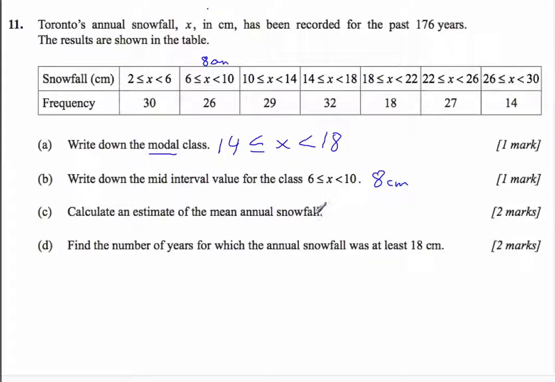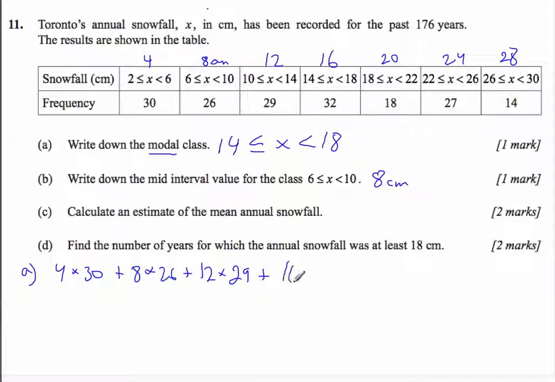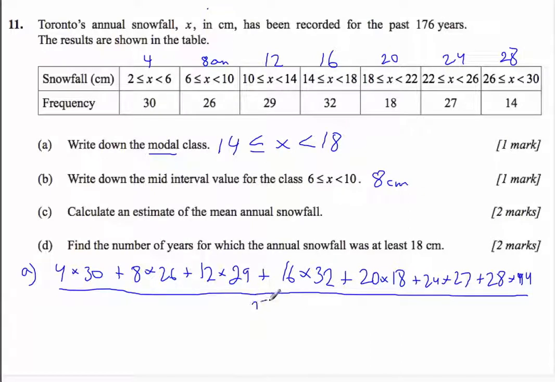Calculate an estimate for the mean annual snowfall. So for the mean annual snowfall, we need the mid-interval value for all these classes. So like 4, 12, 16, 20, 24, 28. So we have our amounts and we have our frequencies. You could work this out by hand by doing 4 times 30 plus 8 times 26 plus 12 times 29 plus 16 times 32 plus 20 times 18, plus 24 times 27, plus 28 times 14, that's a lot. Divide that by the total number of years, which is 176. So you can work that out.